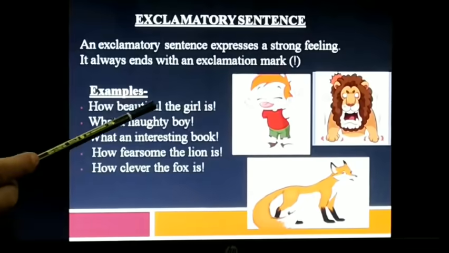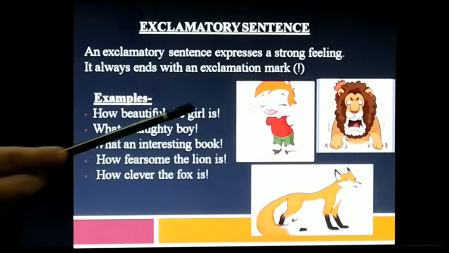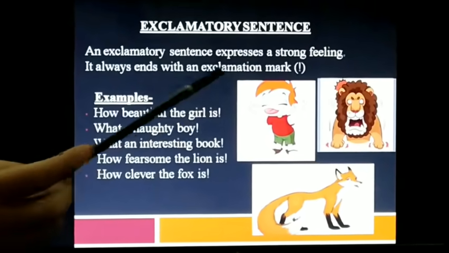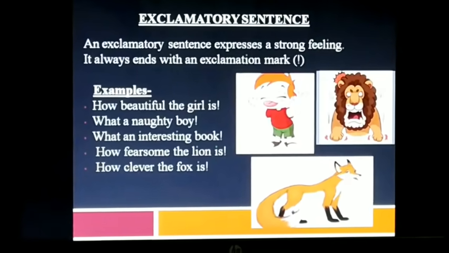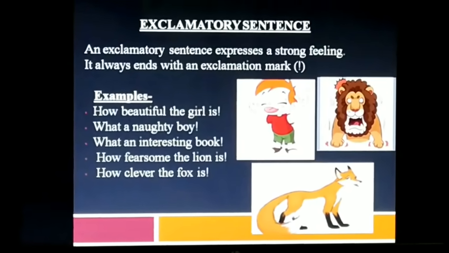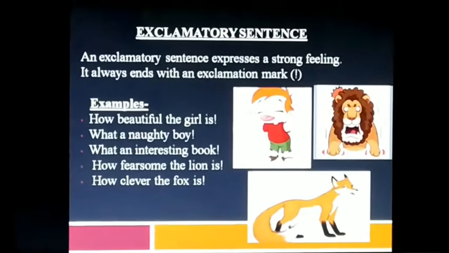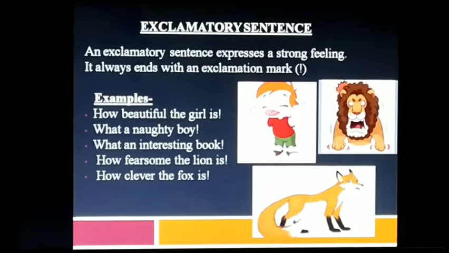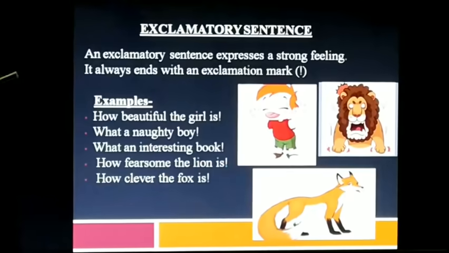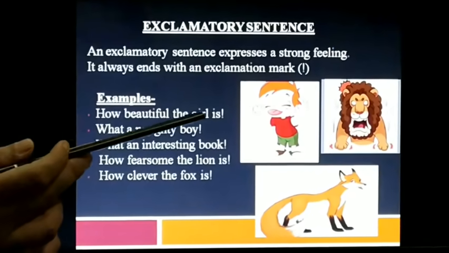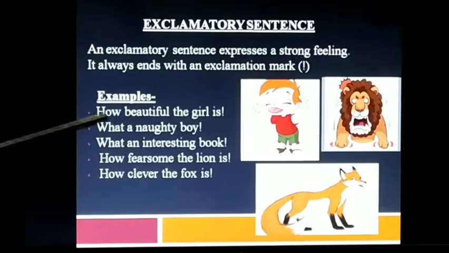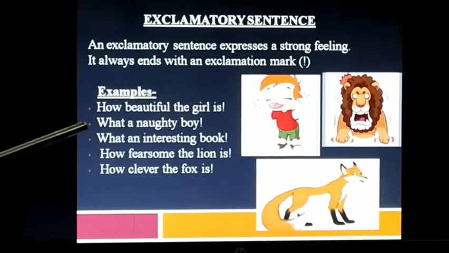Now let's see the examples of exclamation mark. How beautiful the girl is! Exclamation mark. Can you see how beautiful the girl is? Yes. Means when it expresses a strong feeling like joy, sorrow, wonder, then what you have to write? You have to write the exclamation mark. Now, how beautiful the girl is, it's a wonder. So, you have to put the exclamation mark.